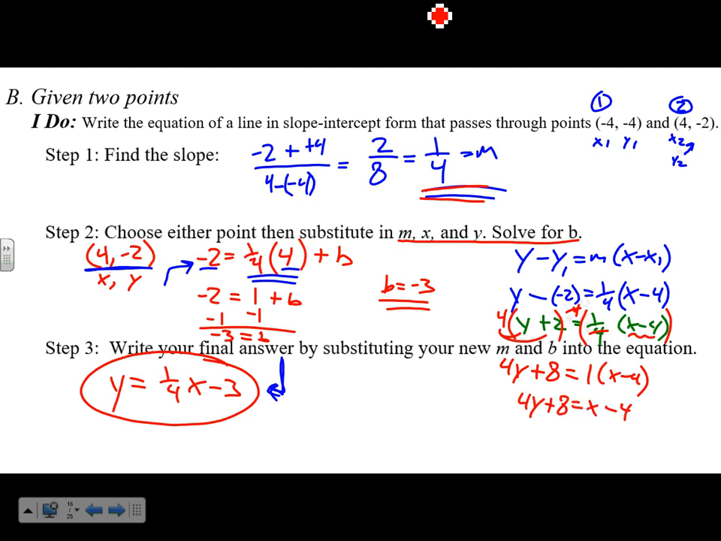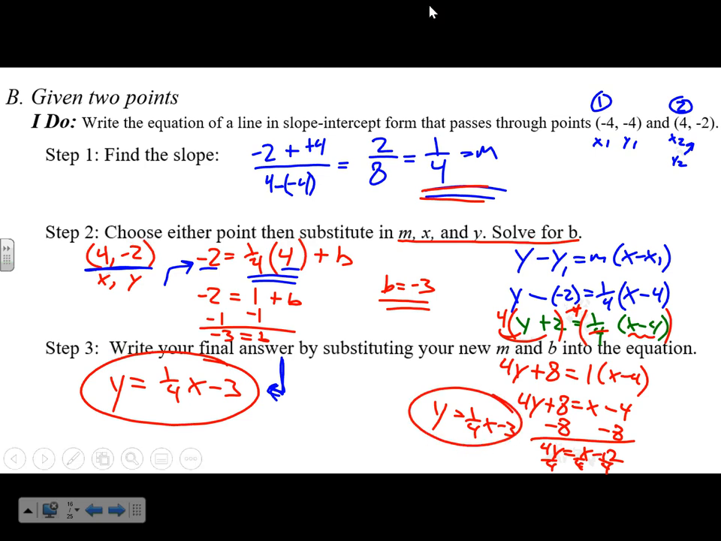And then you solve this for y. Just get the y by itself, get it in slope-intercept form. So subtract 8, 4y is equal to x minus 12. Then divide everything by 4. Y is equal to 1/4 x minus 3. Now, I don't care which way you do it, you get the same answer.